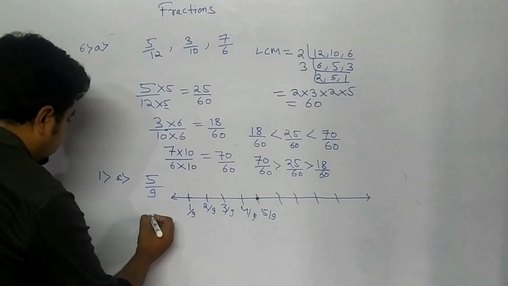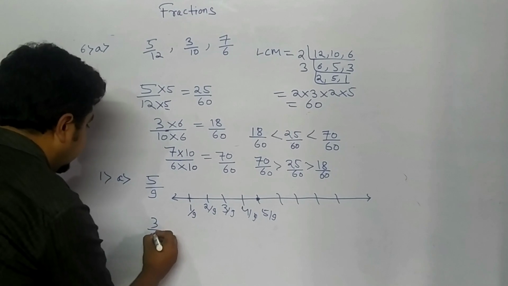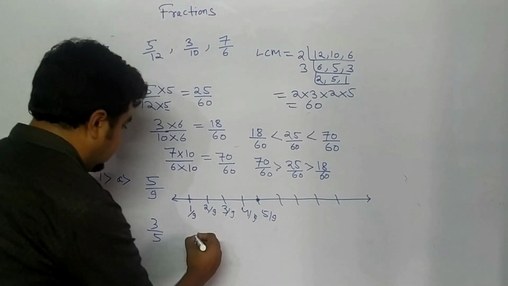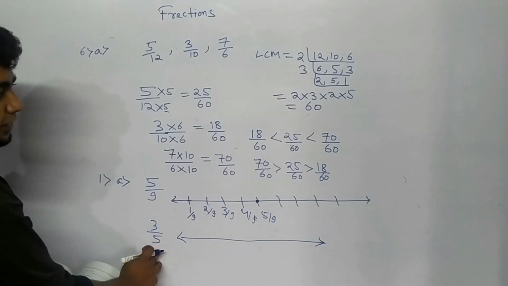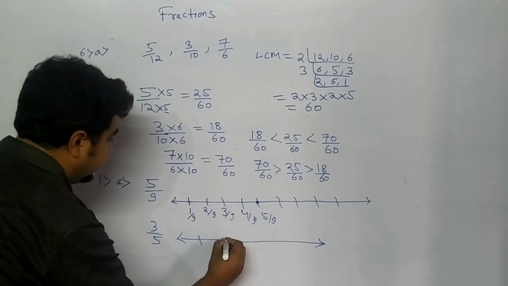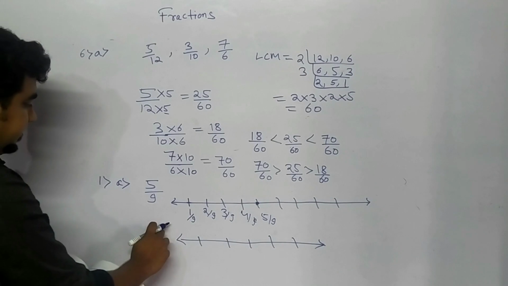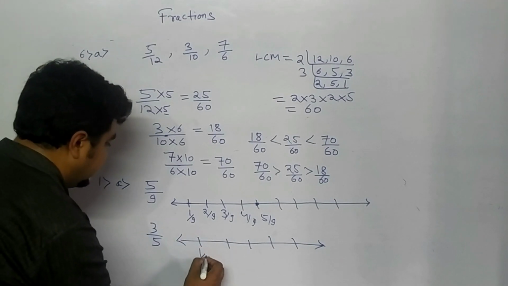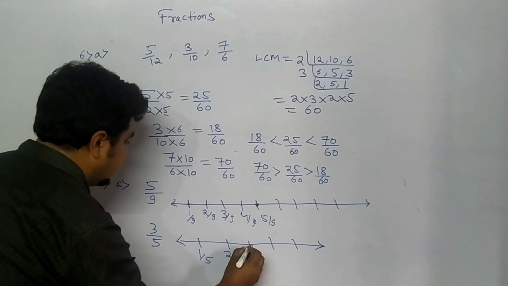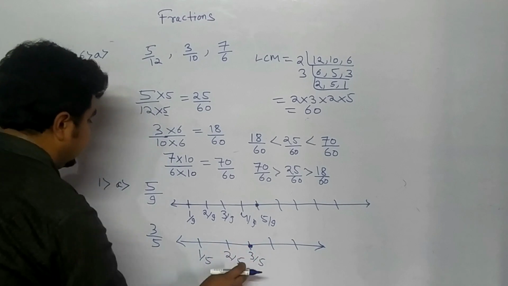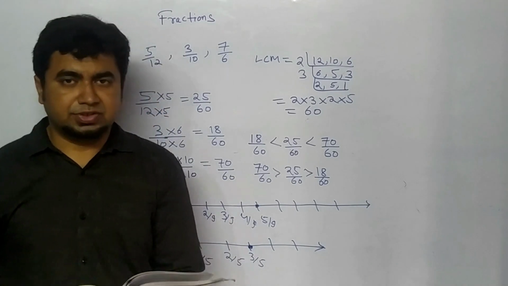Now one more question of this type, 3 by 5. I just want to discuss how to do this. What is given in the denominator? You see 5. Mark 5 parts: 1, 2, 3, 4, 5. And now 3 parts. This is 1 by 5, this is 2 by 5, and this is 3 by 5. So this is the point representing the fraction 3 by 5 on the number line. So this is the completion of this exercise.